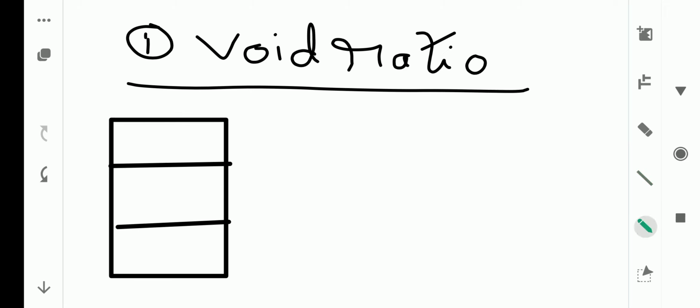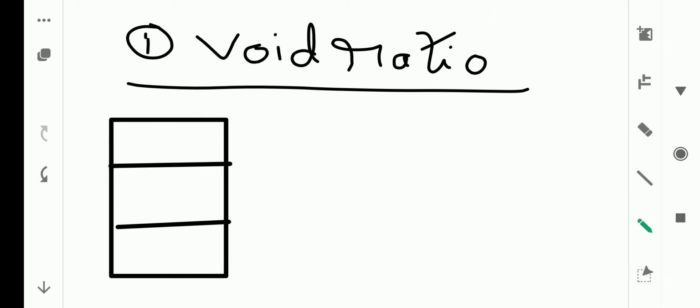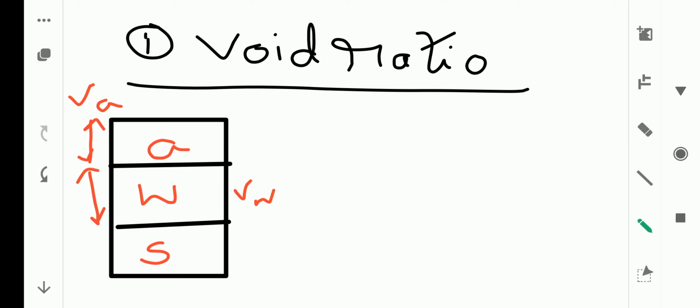Now in this figure, you know that this is air, this is water, these are solids, right? And you also know that this is volume of air, this is volume of water, and this is volume of solids, right? And these two taken together is volume of voids, right?